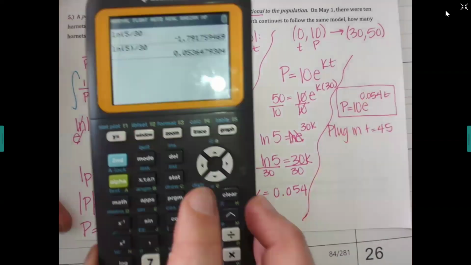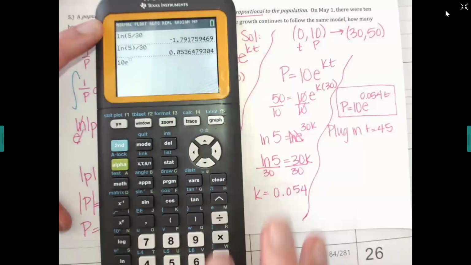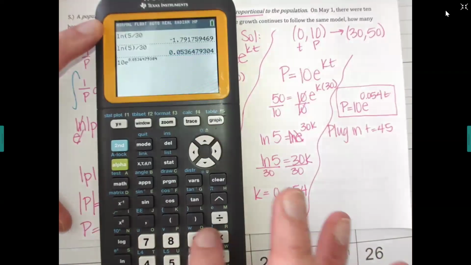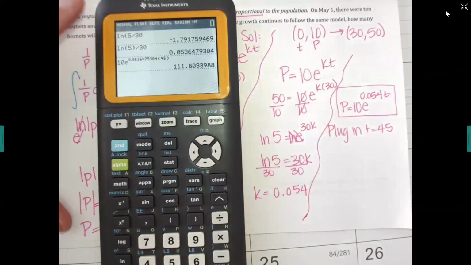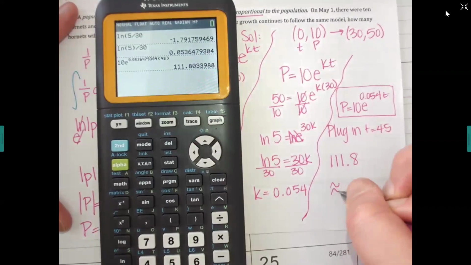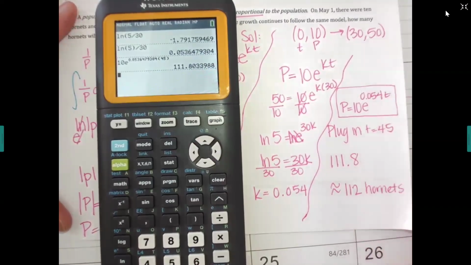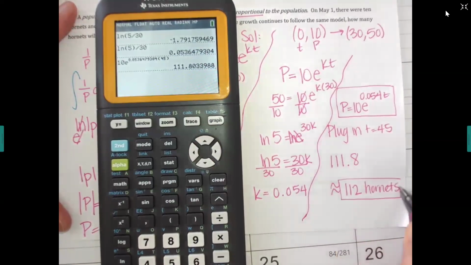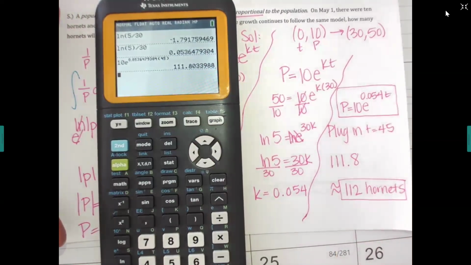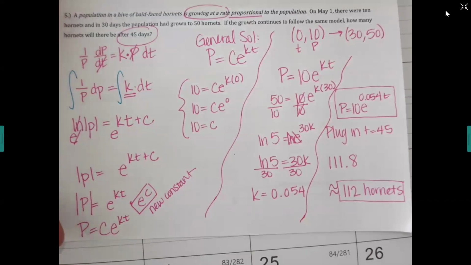So it would be like this. You'd have 10e to the power of, and then this number times 45. Okay, and I got 111.8, which is approximately 112 hornets. Now, if you didn't copy paste the number, I think your answer comes out maybe one smaller. That's fine. On the AP test, if that happens, they'll account for either answer. Does that make sense?